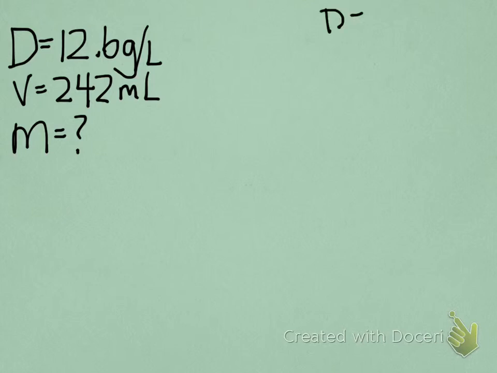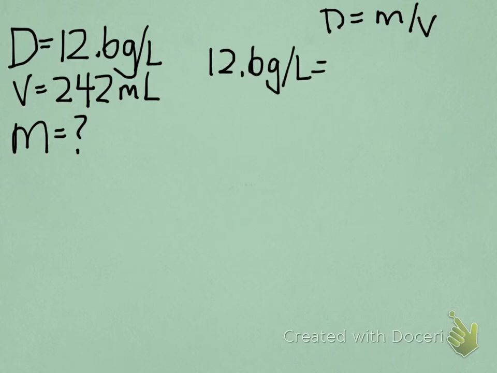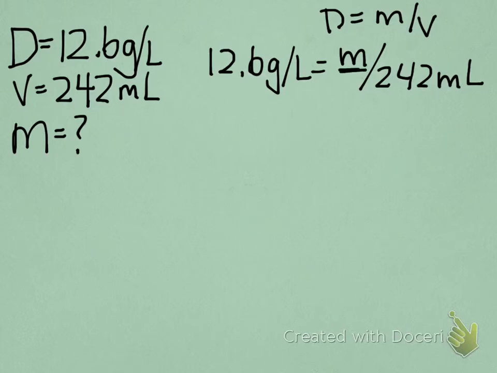So remember, density equals mass over volume. So let's go ahead and plug these into our equation. 12.6 grams per liter equals mass over 242 milliliters. So we're trying to isolate the m on one side of our equation. So in order to do that, I'm going to move my volume over here. I'm dividing on this side, so I'm going to multiply on the other.